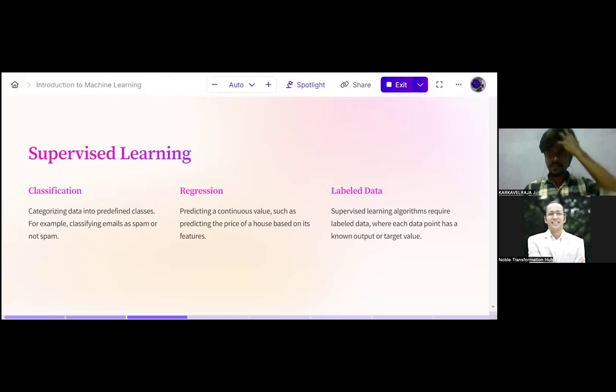Yeah, so let us understand, guys, in supervised learning, what is classification? Classification is categorizing data into predefined classes. The word classification comes from classes. I'll give you a basic example. In school, there are grades A, B, C, D, right? There are criteria for who will be in A, B, C, D. So they are categorizing students into different classes.